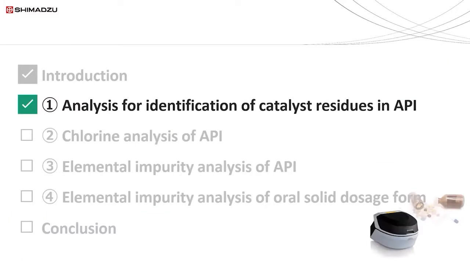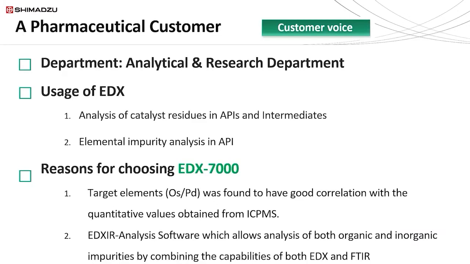Okay, so the first application, identification of catalyst residues in API. This is from one of our pharmaceutical customers. We'll keep them anonymous. It's in the analytical and research department. And what they're using the EDX for is the analysis of catalyst residues in APIs and different intermediates along the production process to make the API.